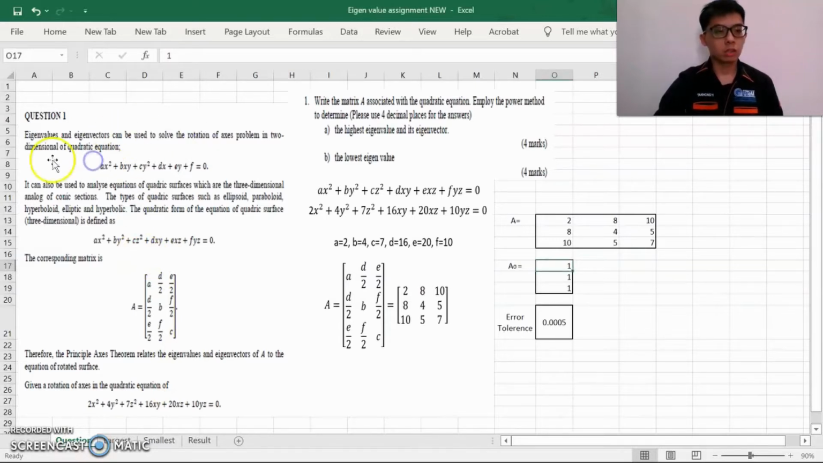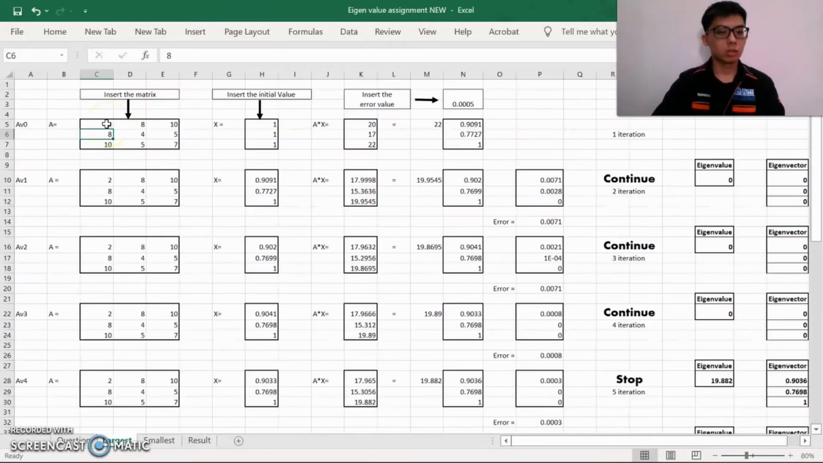Next, I'm going to solve the eigenvalue and eigenvector question by using Excel. From the question, we have these two equations, and after comparing these two equations, we have these values. We substitute all the values into matrix A, and we will have this matrix. We set the initial value to 111 and the error tolerance to 0.0005. For A, we want to find the highest eigenvalue and its eigenvector. So now we insert the matrix here.